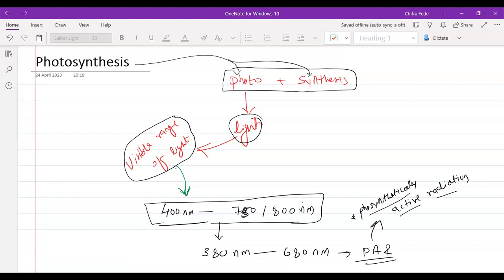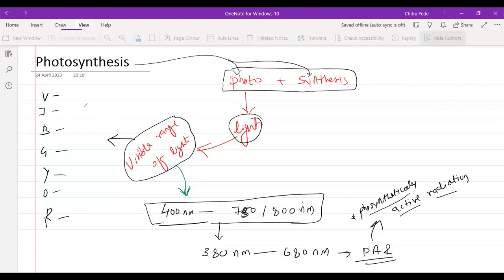Yes, sir. Okay. And between these two ranges, we know the visible range of light contains all the seven colors. What are they? V, I, B, G, Y, O, R. You know, right? Violet, indigo, blue, green, yellow, orange, and red. Right? Yes, sir.